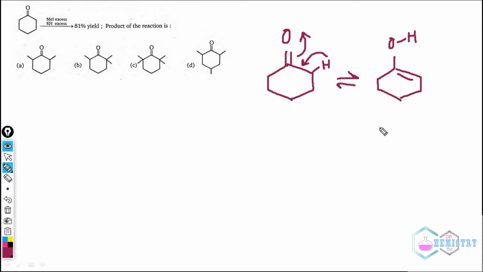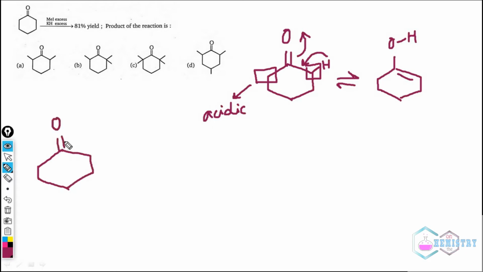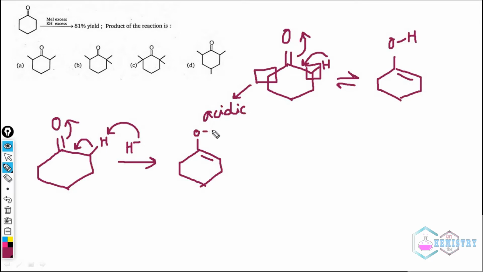OH double bond. So all the hydrogens present on this carbon and on this carbon are acidic. So the KH will abstract that hydrogen from this position like this. H minus will abstract this hydrogen, this bond will go out there and an enolate ion will form. Now the keto form is more stable than the enolate ion, so it will come back and it will abstract the methyl from the methyl iodide like this.